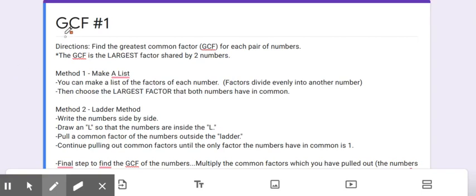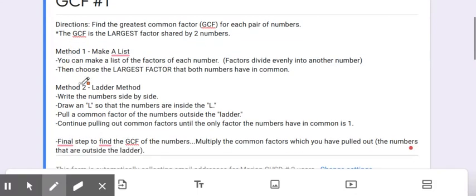Okay, I am here in GCF number 1 Google Form, and the directions tell me to find the greatest common factor for each pair of numbers. Remember, the GCF is the largest factor shared by the two numbers. There are two methods that you've learned in the Edpuzzle video.